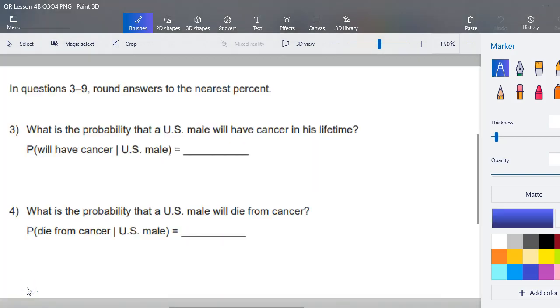For right now, go ahead and do questions 3, 4, and 5, and hit pause, do those questions, and then come back.